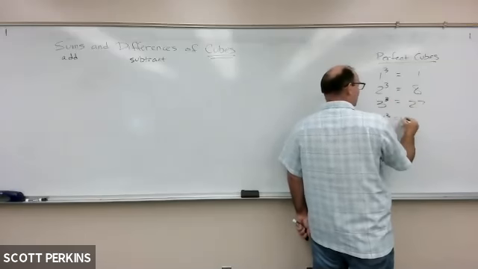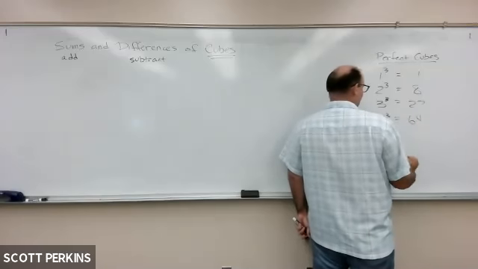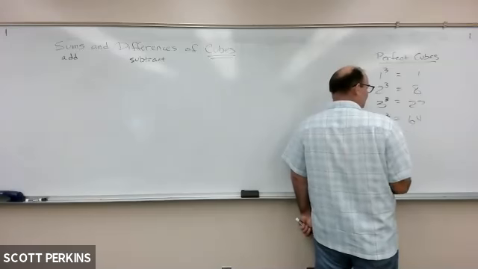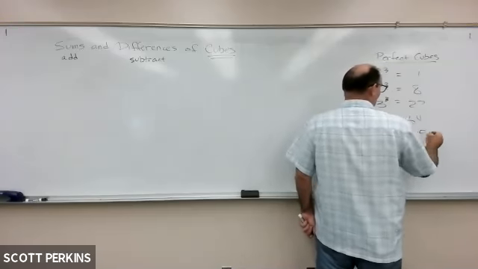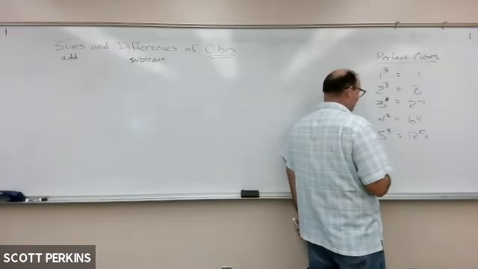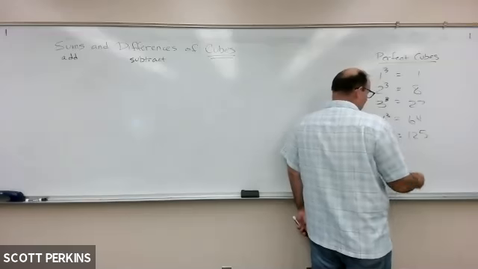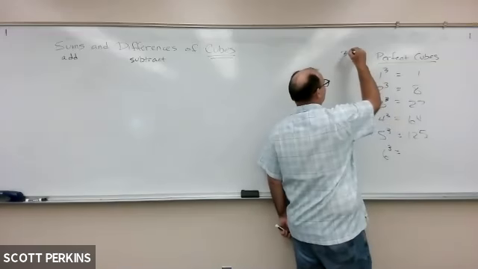4 cubed, 4 times 4 times 4 is 64. 5 cubed, 5 times 5 times 5 is 125. We're getting close to my capacity to multiply in my head. 6 cubed, 6 times 6 is 36.